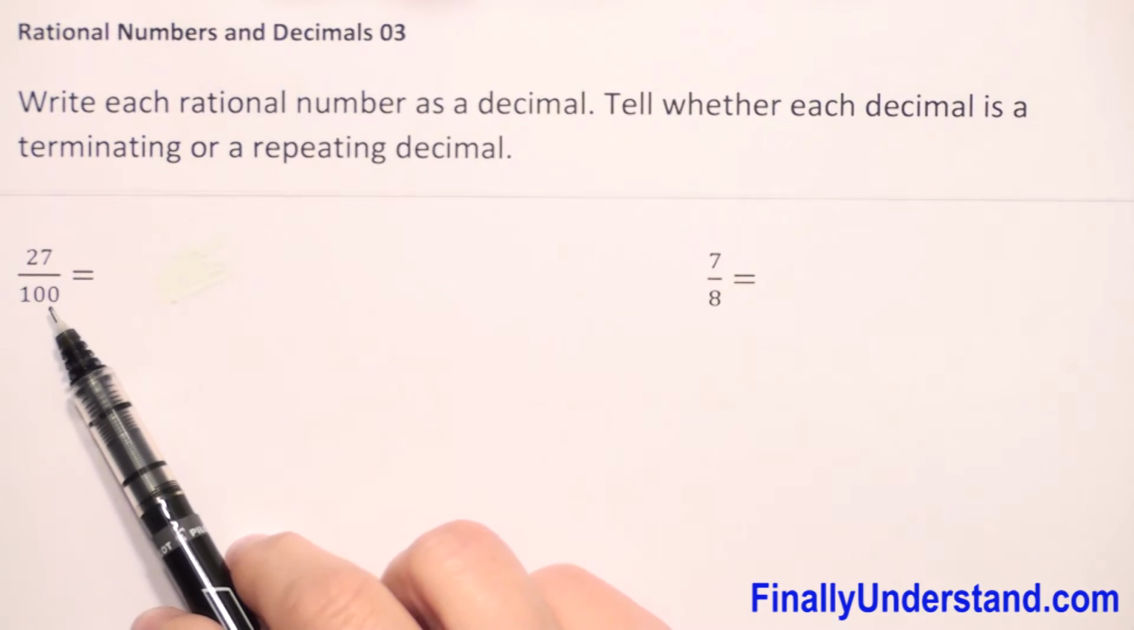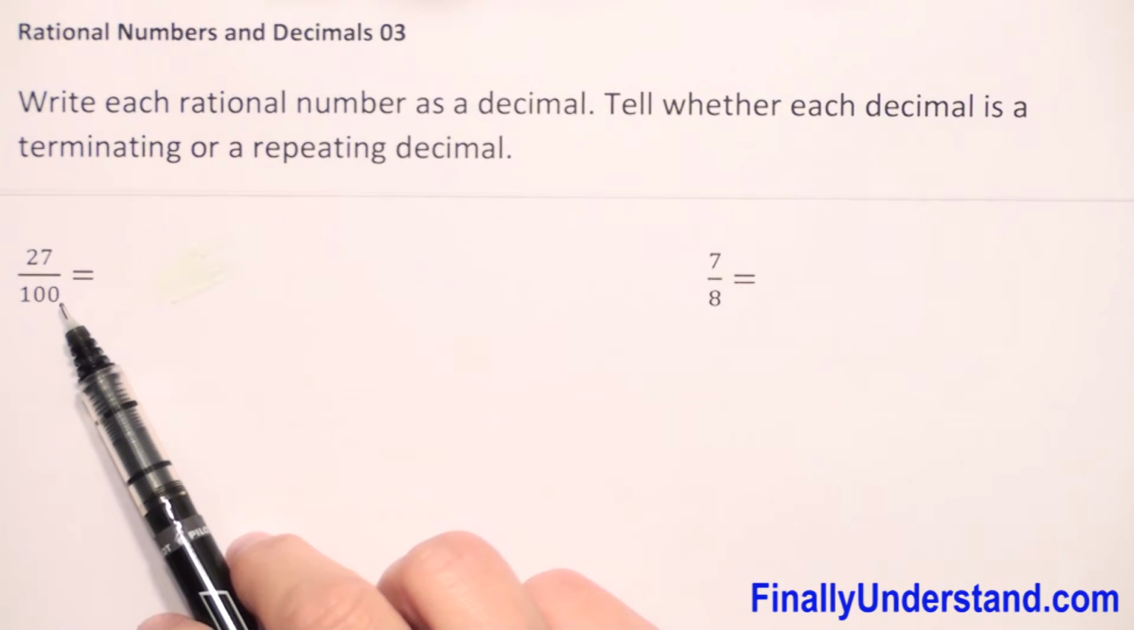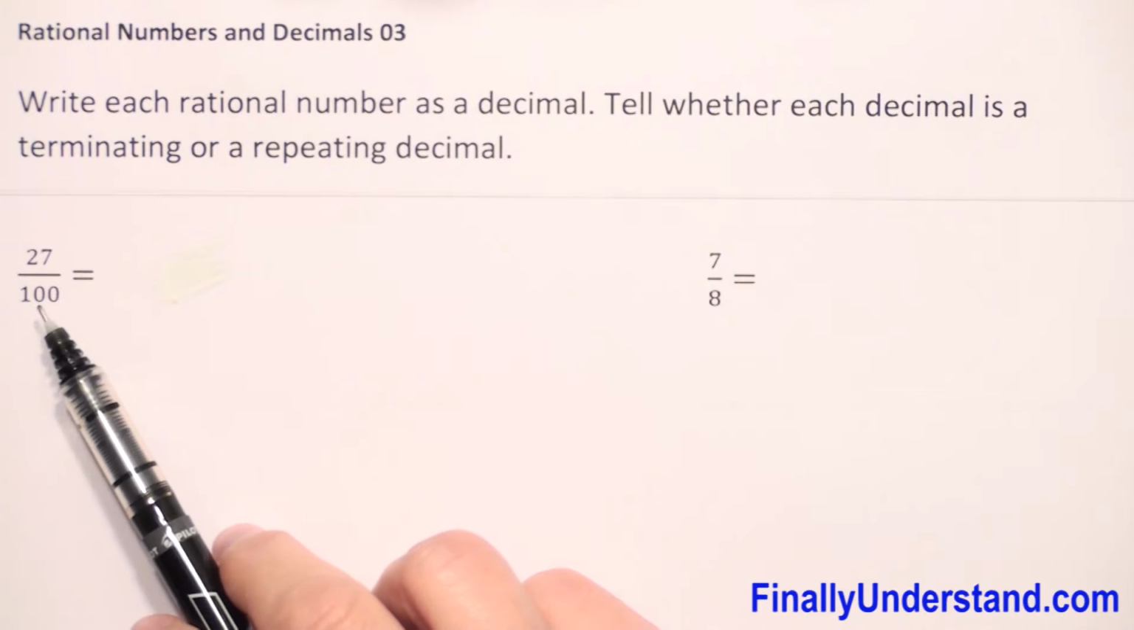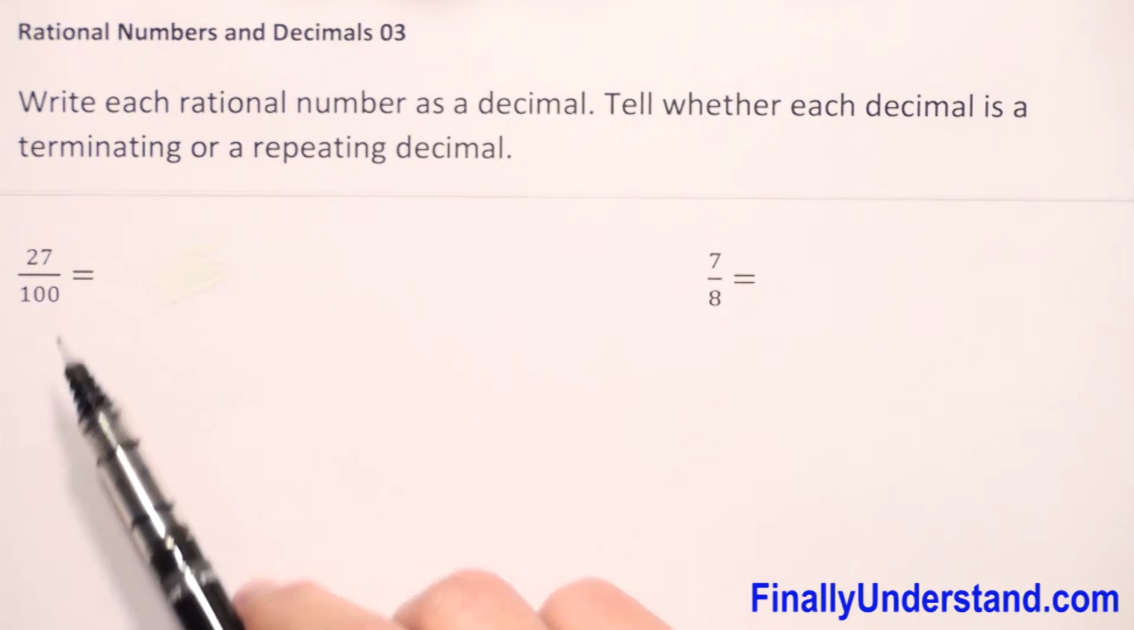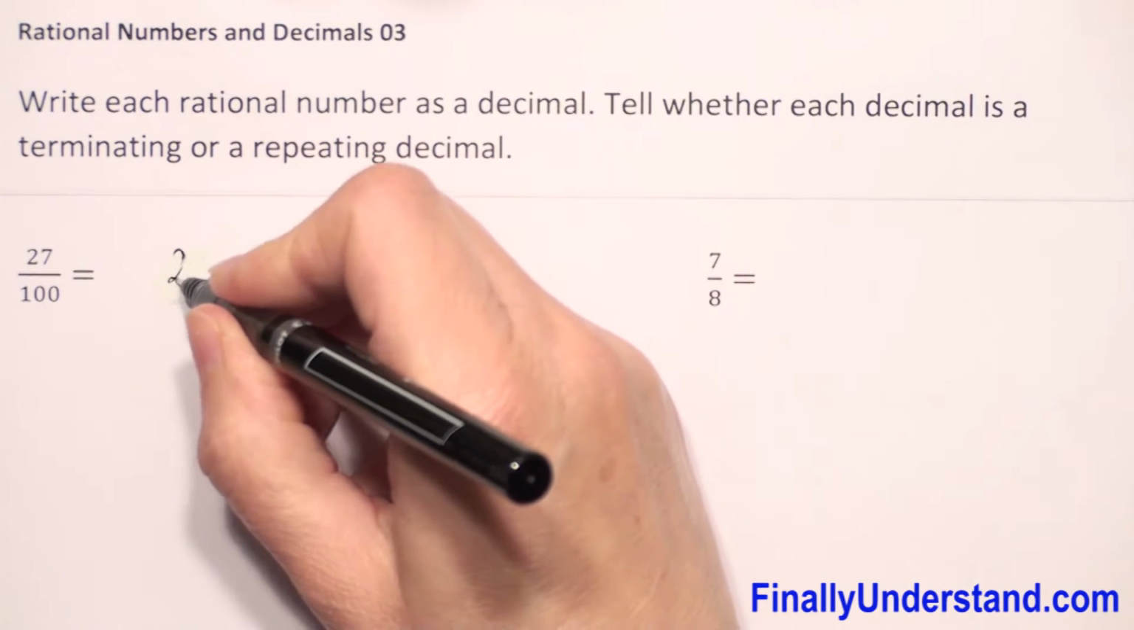When we have a fraction and in the denominator we have 10, 100, 1000, 10,000, 100,000, 1 million, it's very easy to change this fraction to a decimal. You have to write whatever you have on the top. This is 27.